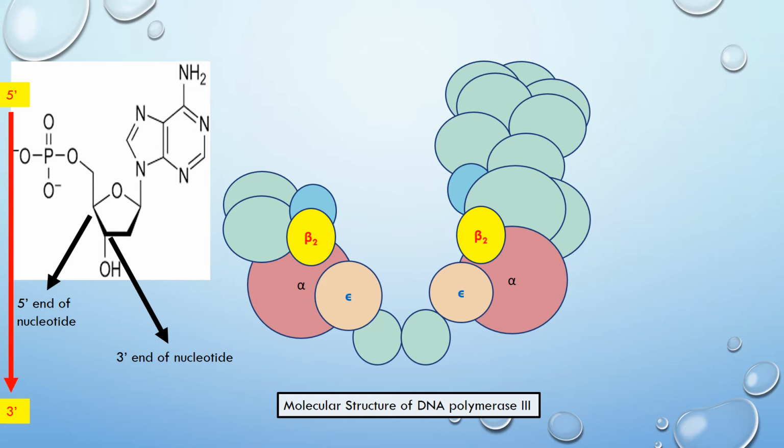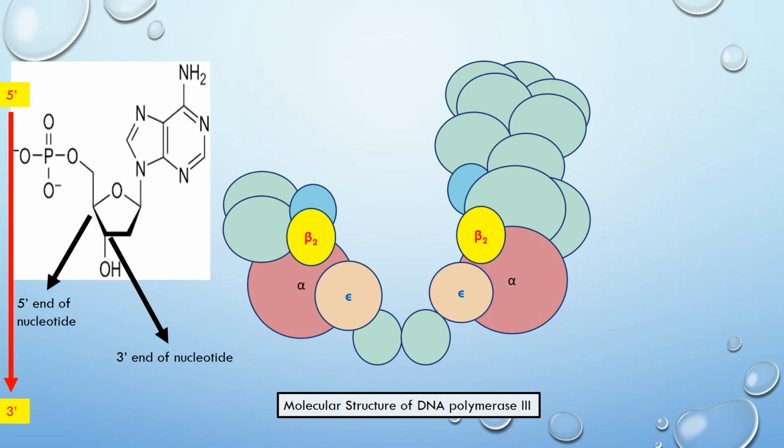The alpha subunit of DNA polymerase 3 catalyzes the addition of nucleotides in the 5' to 3' direction in the new strand of the DNA. As you know, the DNA strand is made up of deoxyribonucleotides. Here one deoxyribonucleotide is shown in this diagram. This area shows the deoxyribose sugar. This deoxyribose sugar has 5 carbons. This is carbon number 1, carbon number 2, carbon number 3, carbon number 4, and carbon number 5.